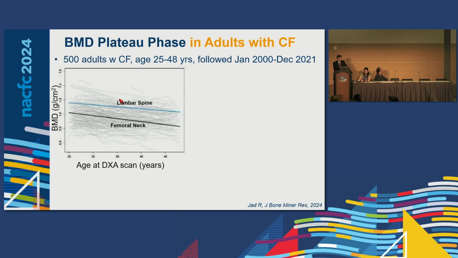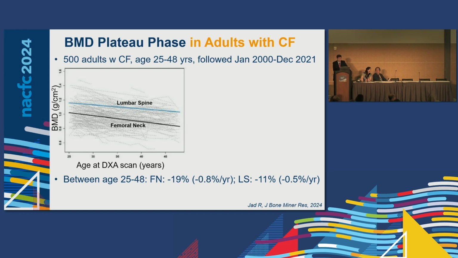And here you see the slope for lumbar spine and femoral neck bone mineral density. Each gray line in the background is a single patient, but on average, there is a decline in both lumbar spine and femoral neck BMD during that period where a plateau is supposed to occur. In fact, over this period, there was, on average, a 19% decline in bone density, which is equivalent to 0.8% per year at the femoral neck and 11% or 0.5% per year at the lumbar spine.